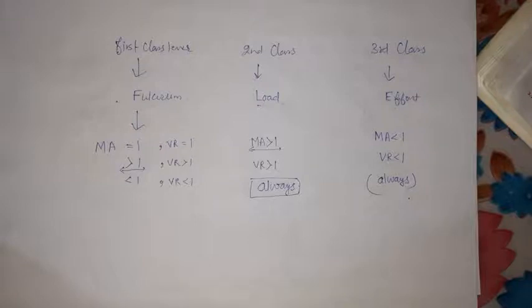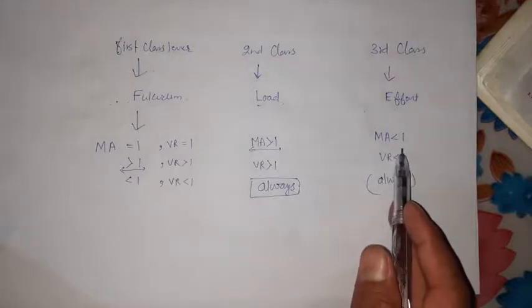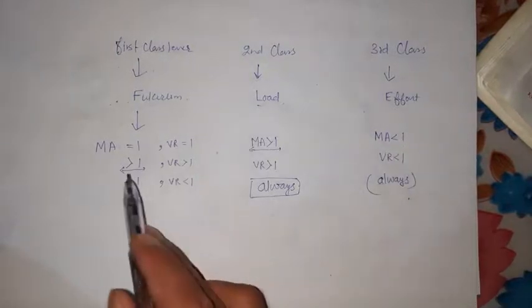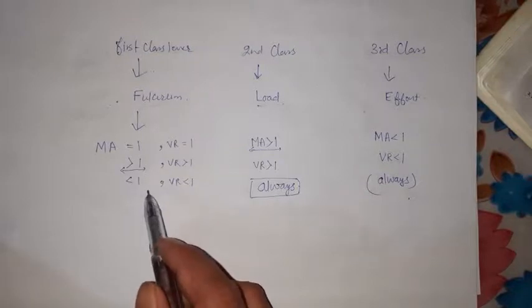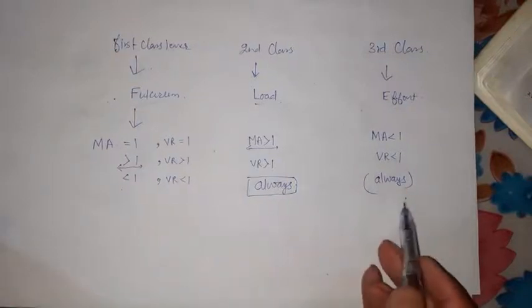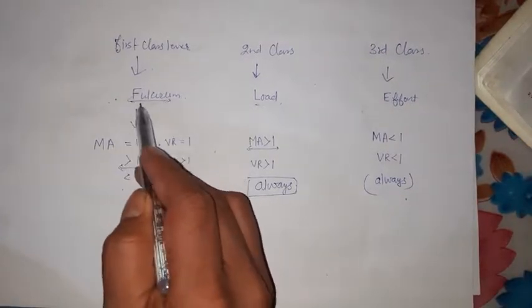Thereafter, student, for the third class lever, the mechanical advantage is always less than 1, but the first class lever can have its value less than 1 as well. But they can be identified with the help of which thing is in between the two.